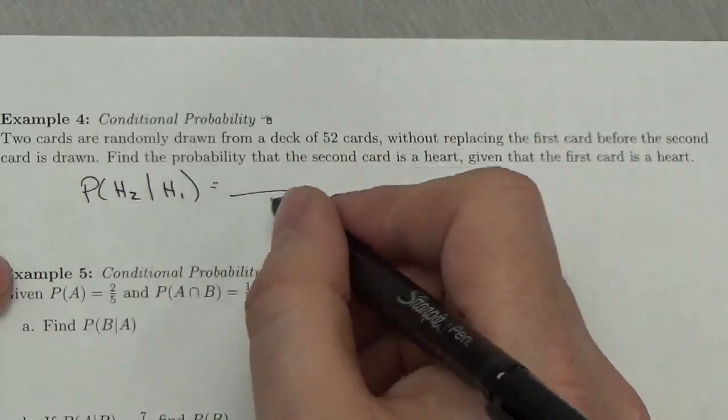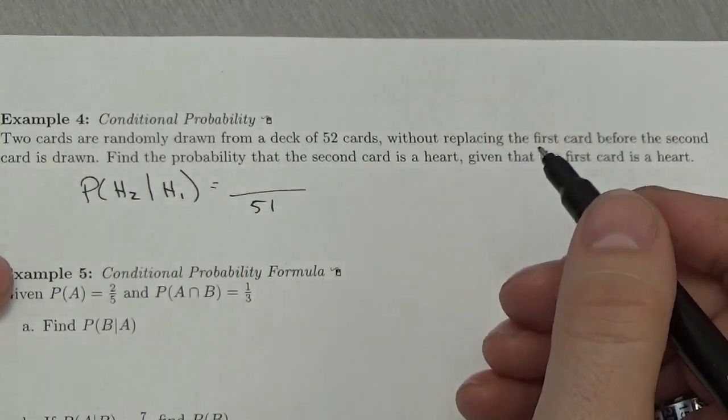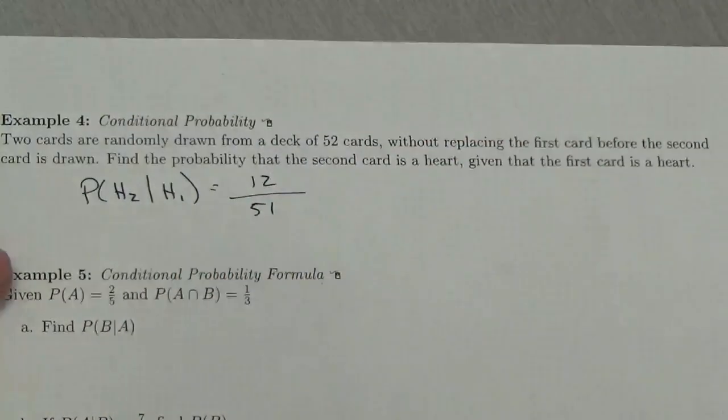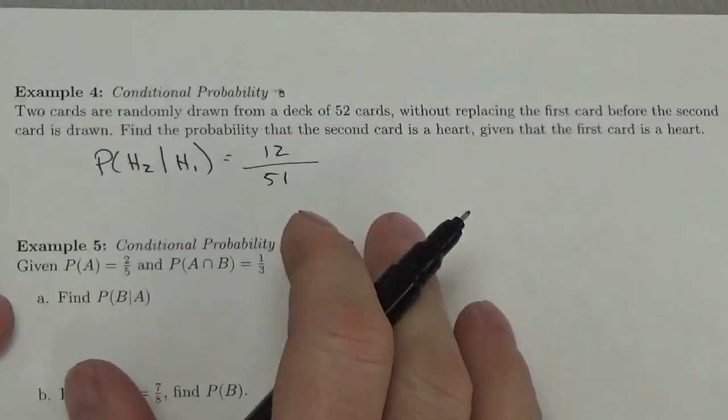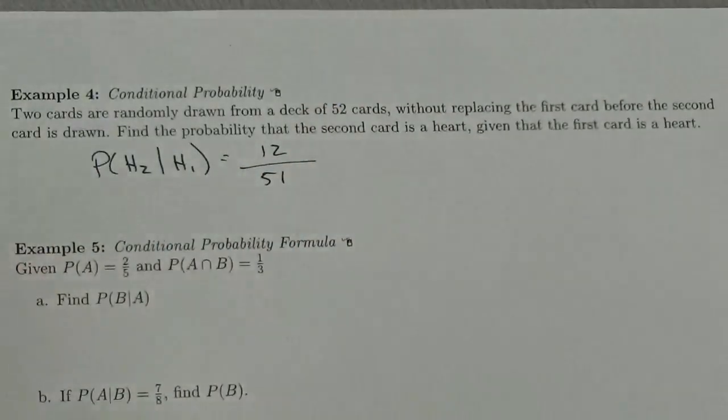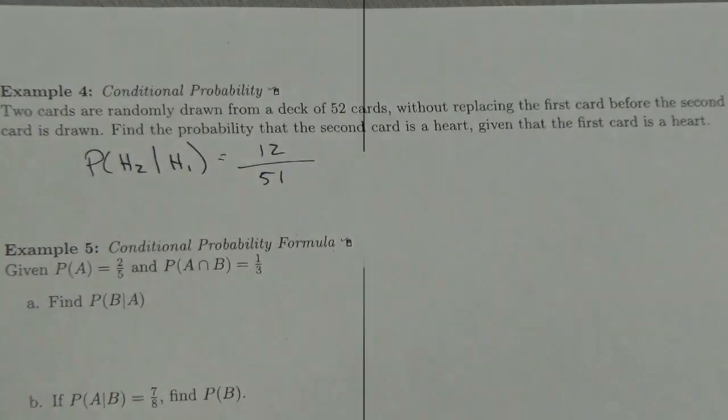As soon as that first card is drawn, I know that there's only 51 cards left in the deck. And because that was a heart, I know that there's only 12 hearts left. That's what I want to determine here. It's a little bit easier problem because it's not including the probability of that first event.